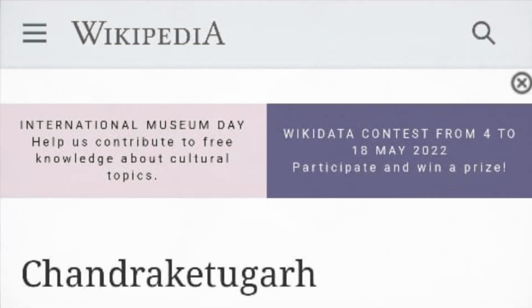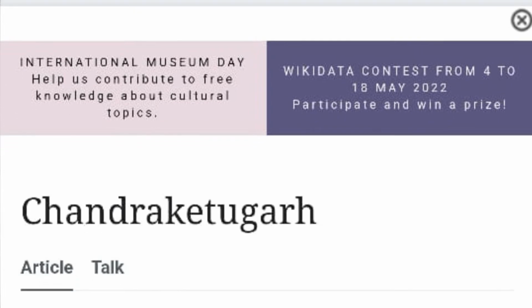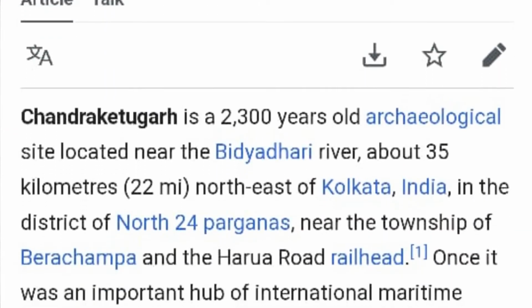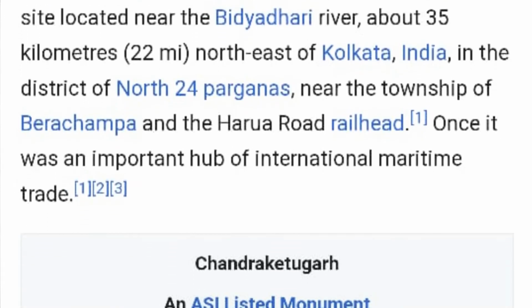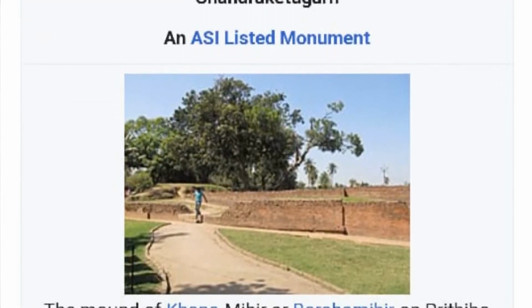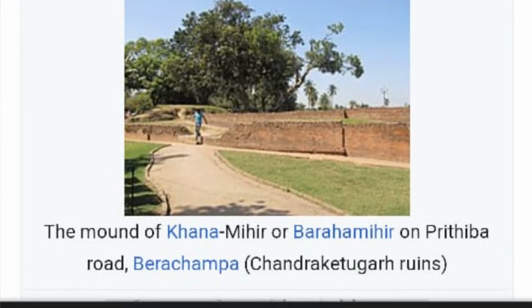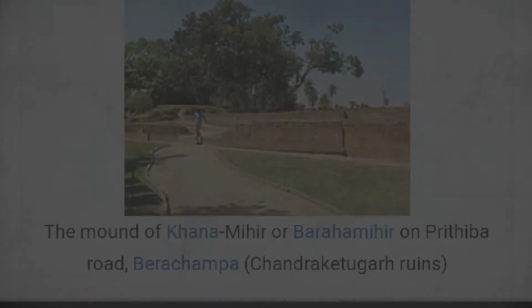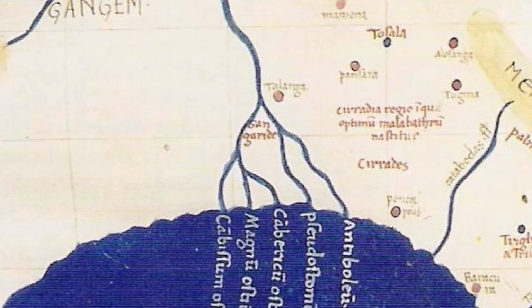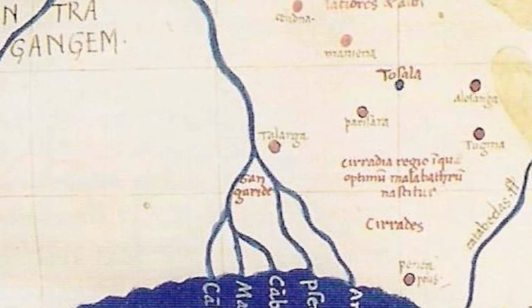Incidentally, there is a famous archaeological site near Kolkata which is known as Chandraketu Garh, meaning the fort of King Chandraketu. The estimated period of this site matches quite well with the period of visit of Megasthenes and Alexander in India. Moreover, this site is located within the territory of Gangaridai marked in Ptolemy's map.